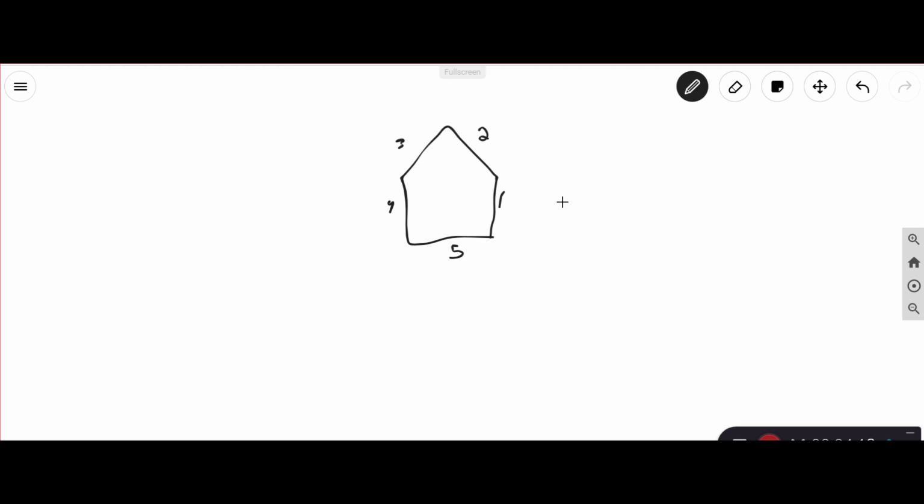Now, our rectangle had 4 sides and 4 corners, and our triangle had 3 sides and 3 corners. If our pentagon has 5 sides, how many corners did you guys think it has? 5? I think so too. Let's double check just to make sure. We got our first, and our second, third, fourth, and fifth. Well, I think there's a pattern here.